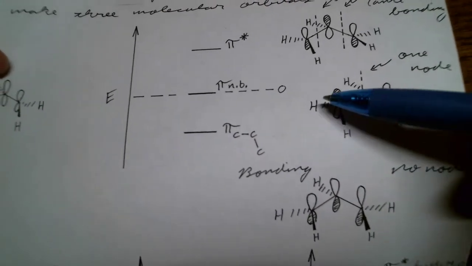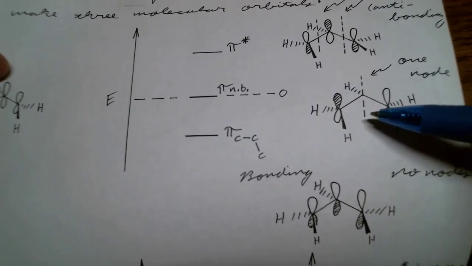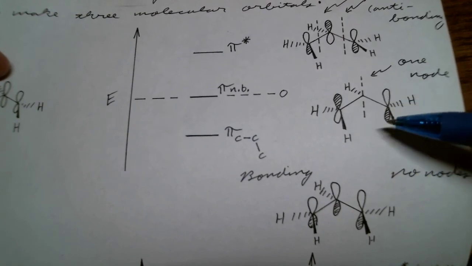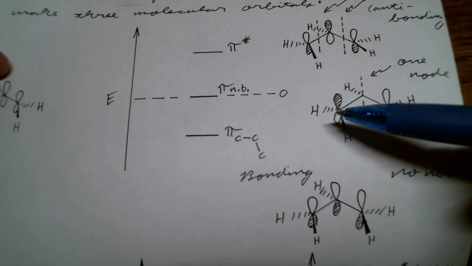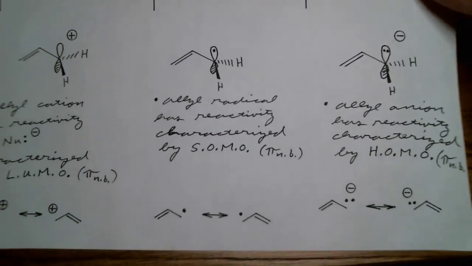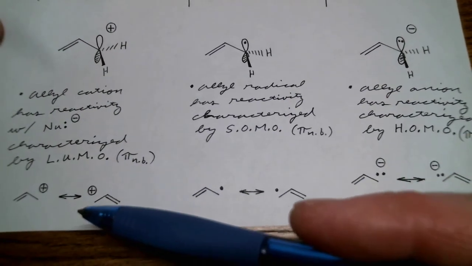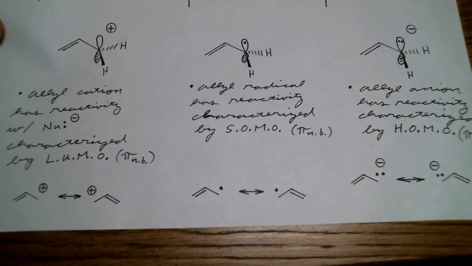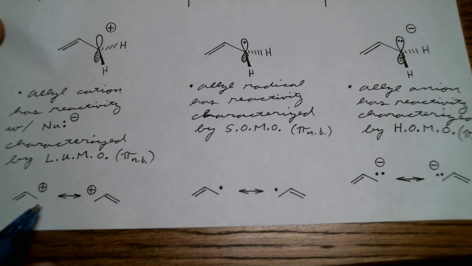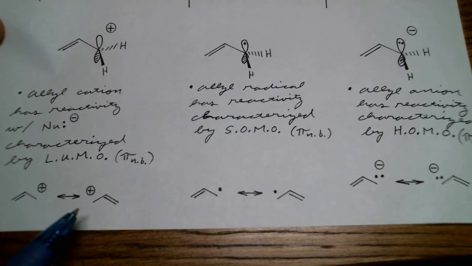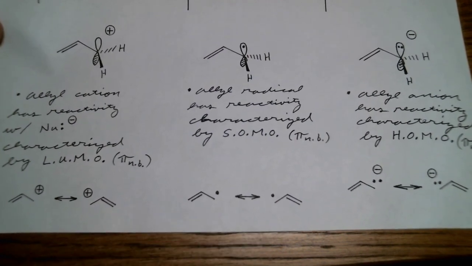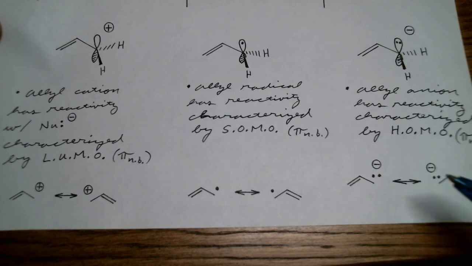And lo and behold, pi non-bonding: there's a node across that middle carbon. So those two electrons are either going to be on the rightmost carbon in that p orbital or on the leftmost carbon in this p orbital. And indeed, that's what we see. So that's molecular orbital diagrams explaining why our resonance forms are correct, right? That our formal positive on our allylic cation is either on the rightmost carbon or the leftmost carbon, but never on the middle carbon. Same with the radical, and same with the anion pair of electrons.